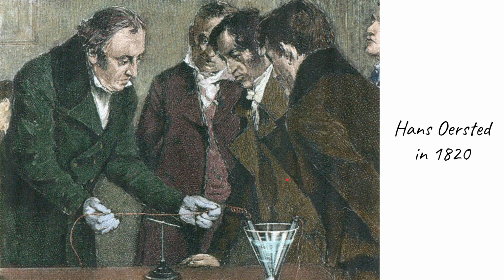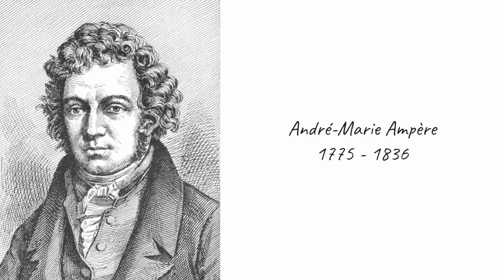It was the autumn of 1820. Christian Oersted had just discovered the connection between electricity and magnetism. Meanwhile, a French physicist named Andre-Marie Ampere was experimenting with some wires, trying to learn more about the connection between currents and the magnetic field they create.